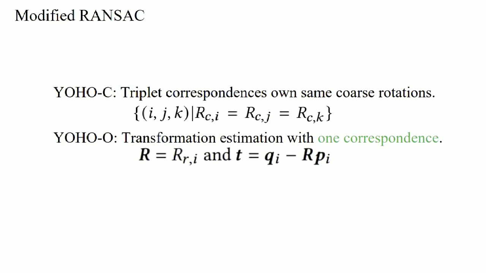Also, we can estimate a rotation on one correspondence, and we can further compute the translation vector using their coordinates. We propose to generate a transformation on each correspondence, which is a linear searching space with much fewer false transformations.